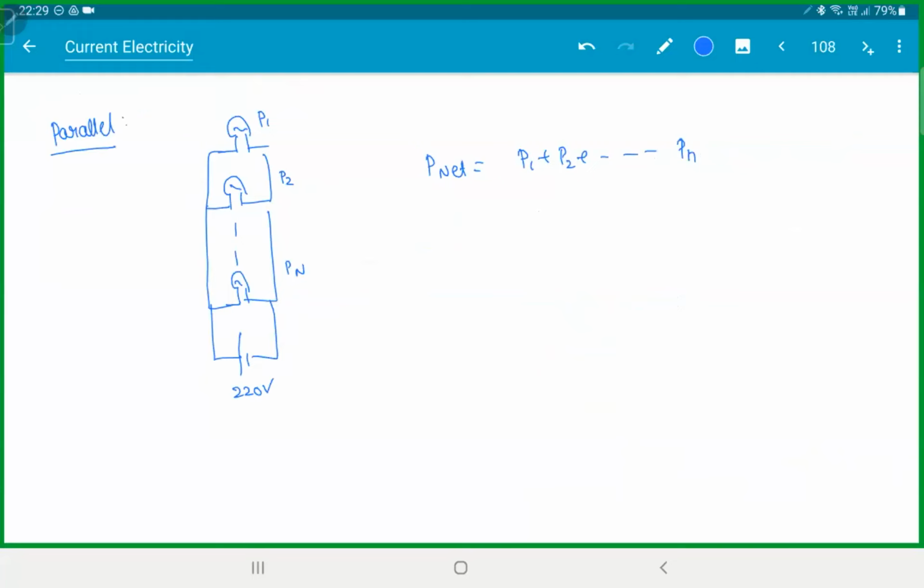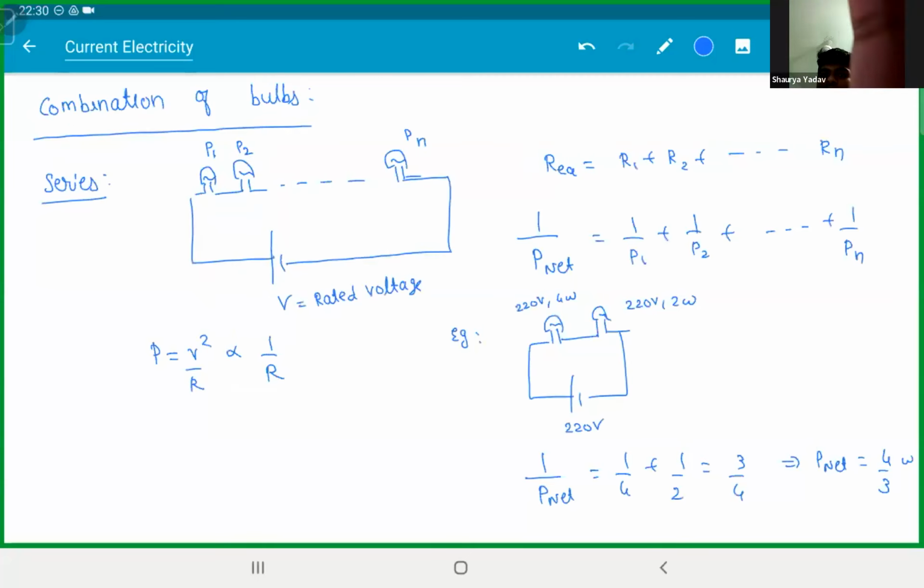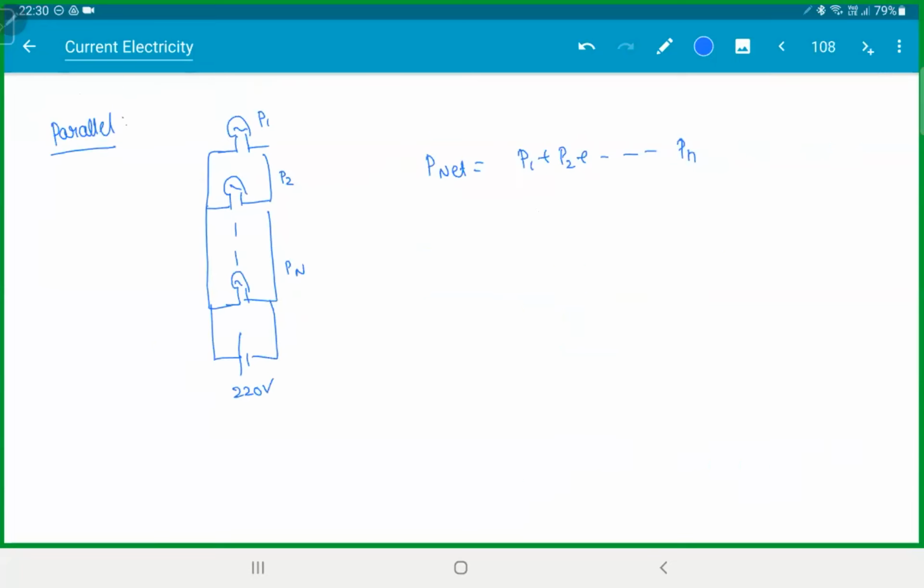Clear? So it is the same for both. The formula is the same. Here, 1 by P net is 1 by P1 plus 1 by P2. How does this look the same? No, I just took R as P. All clear with this? Easy? It's for bulbs.